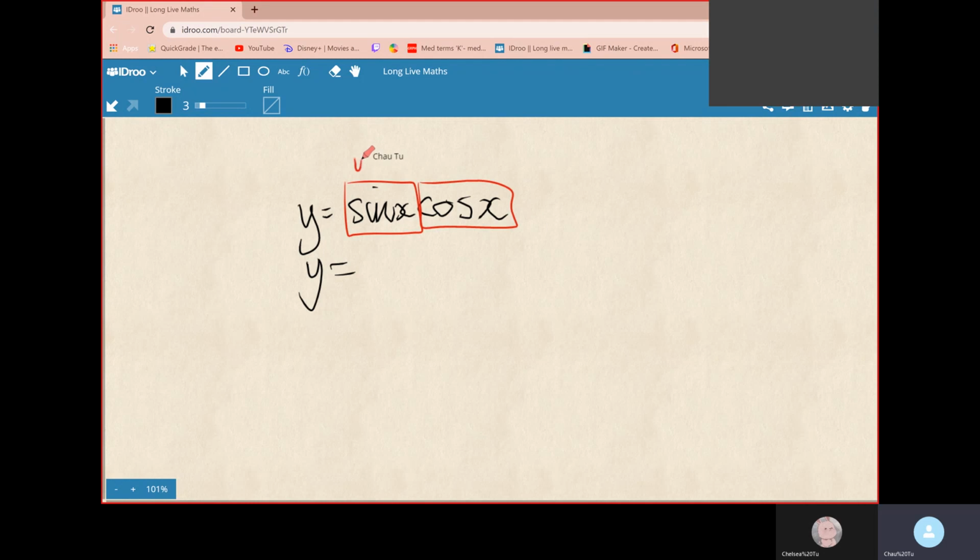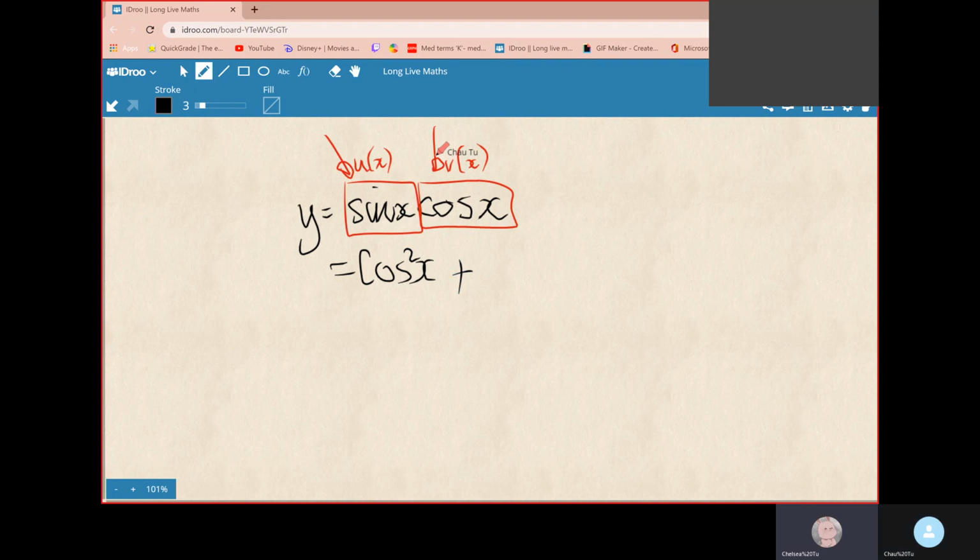So this is like a function that contains x, and this is like another function that contains x. So what do you do? How do you differentiate it? You use the product rule. Differentiate the first, leave the second alone. And then plus, leave the first alone, differentiate the second.